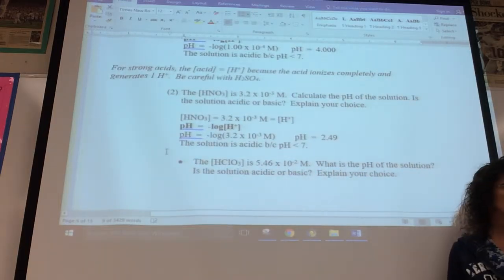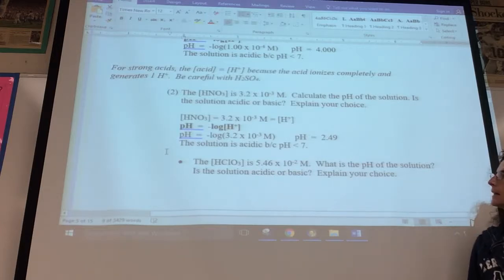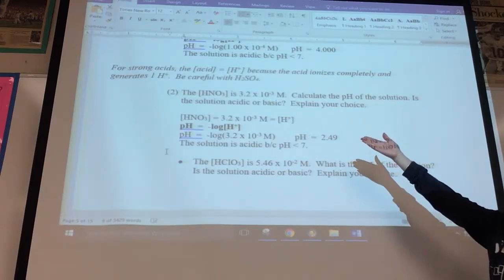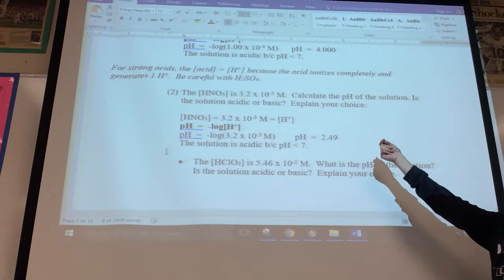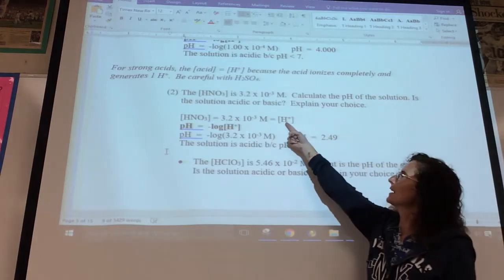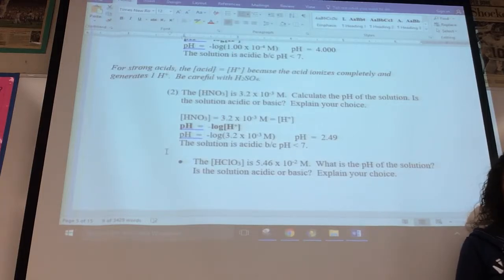Calculate the pH of the solution. Is it acidic or basic? So the concentration of the nitric acid is 3.2 times 10 to the negative 3 molar. That's given. Why is that equal to the concentration of proton? Because it ionizes completely. It's a monoprotic acid.